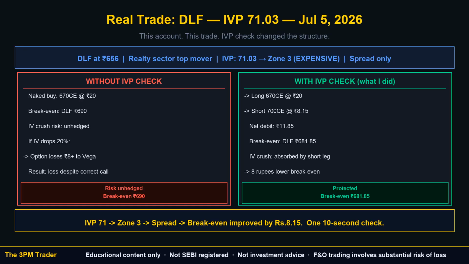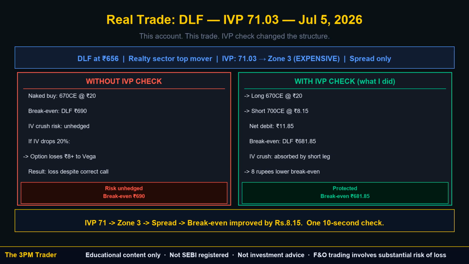Let me show you this working in a real trade on this account. July 5th, DLF, realty sector was the top mover of the day. Before placing any order, 10 seconds on Opstra, DLF IVP 71.03, Zone 3, options expensive, no naked buying. The instinct was to buy a naked 670 call option priced at 20 rupees. IVP table said no, spread only.